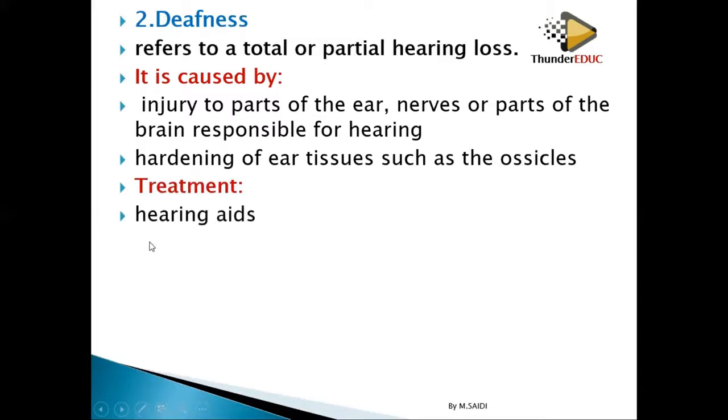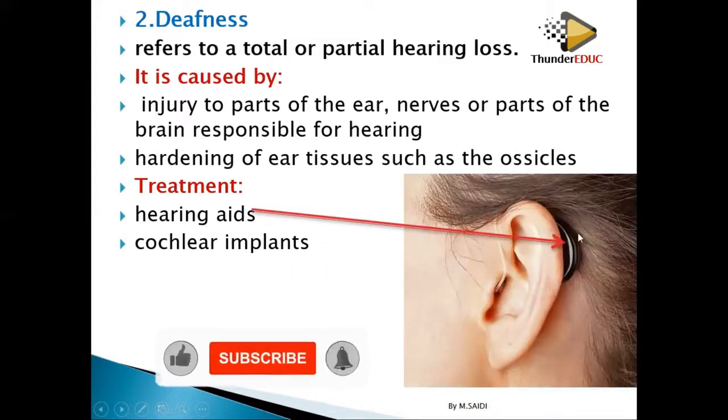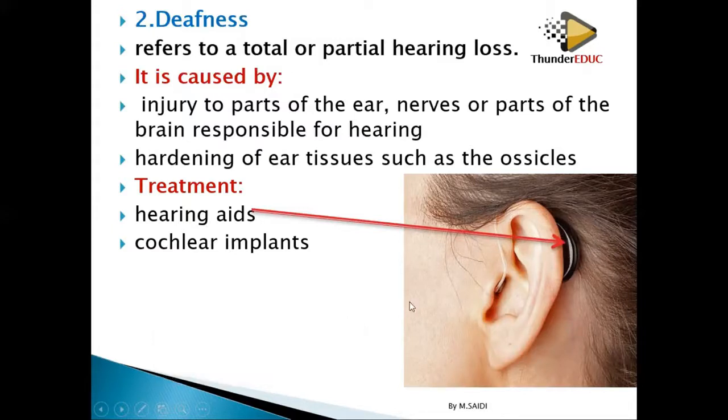Then treatment, how do you treat it? By using hearing aids, which help to improve your hearing. Number two, cochlear implant. It depends on which part of the ear has been damaged whether you use a hearing aid or a cochlear implant. This is what you call the hearing aid. It's like a microphone. It's just aiding, helping you improve the hearing.